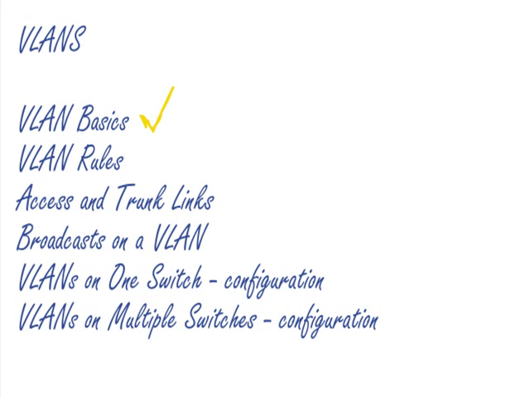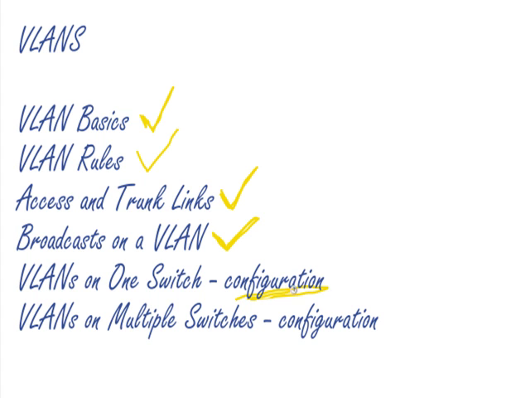Okay, so just a little recap of what we've covered so far. We've covered VLAN basics, some VLAN rules, and we talked about access and trunk links. It'll make more sense when we've actually configured these, but I've given you an overview. We've talked about broadcasts on a VLAN and the fact that only devices in the same VLAN will receive a broadcast frame. What we're going to do now is look at VLANs on one switch.